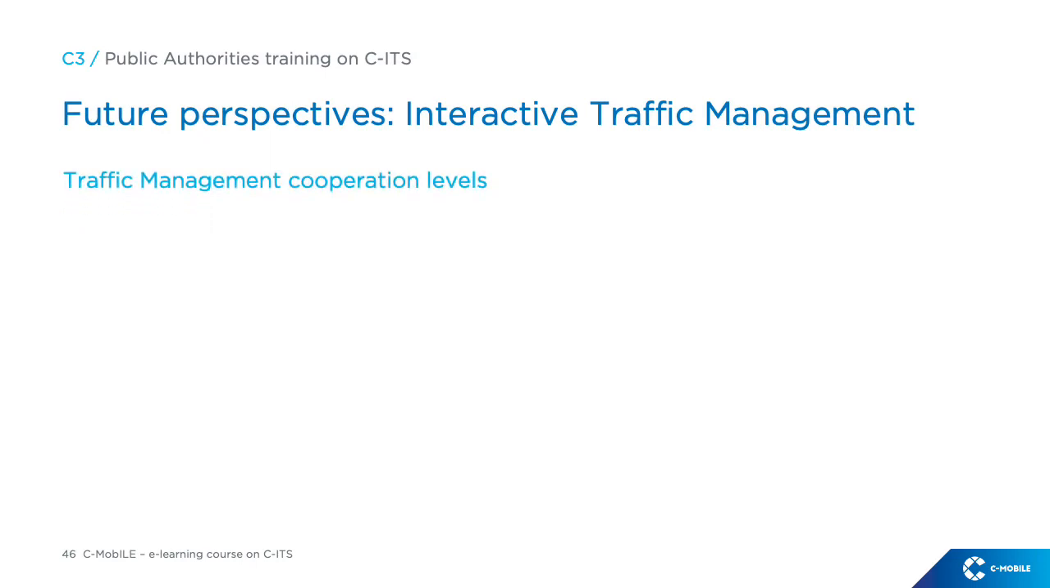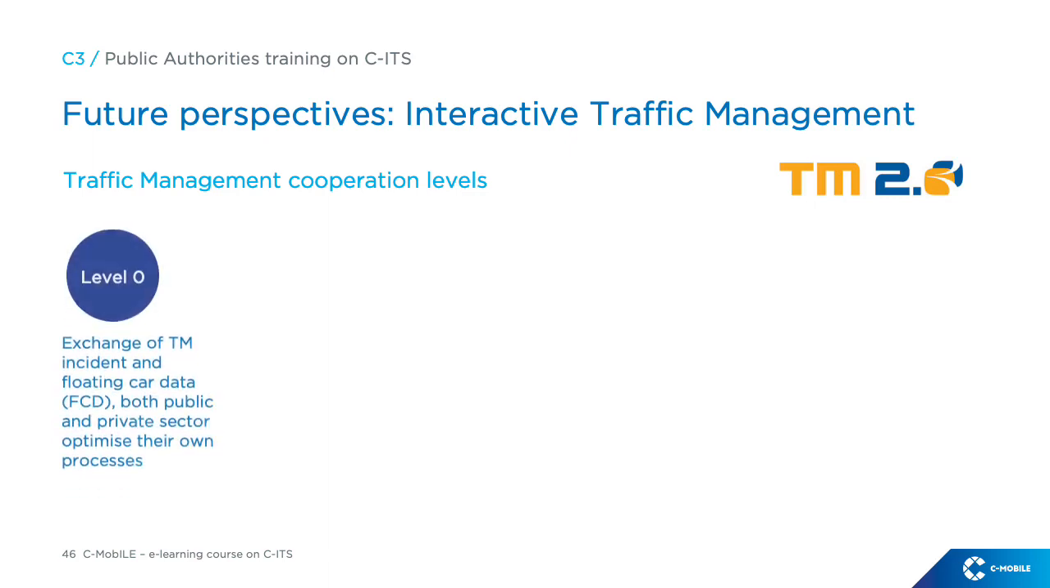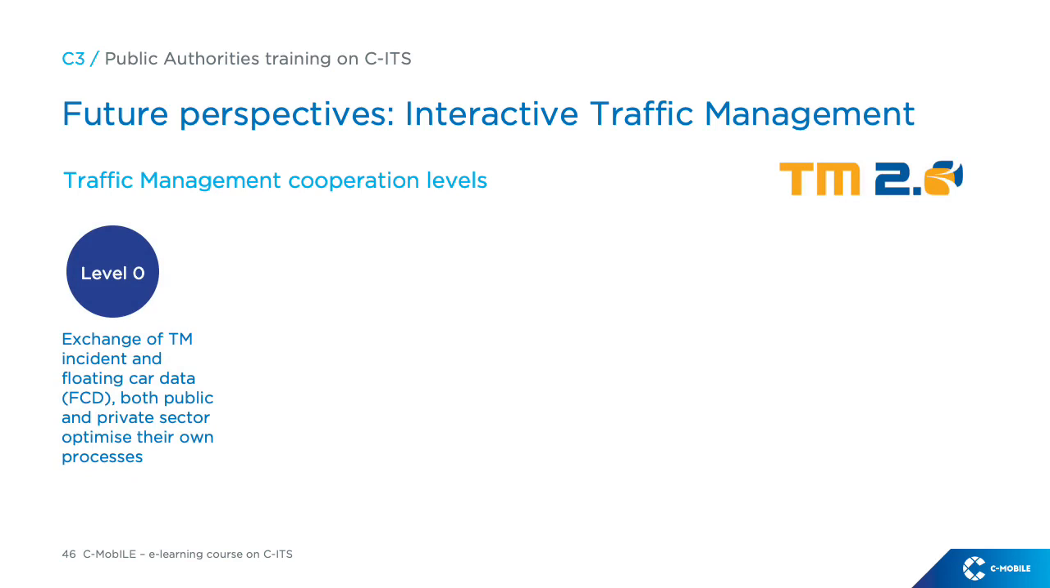Different levels of cooperation are possible in the frame of TM 2.0, which can progressively enhance traffic management by road authorities while optimizing route guidance for the drivers by service providers. The first level of cooperation between the public and private TM stakeholders, called Level 0, involves only the exchange of traffic management information and incidents by the public sector and floating car data by the private sector, based on which both the traffic managers and the service providers can optimize their own processes.